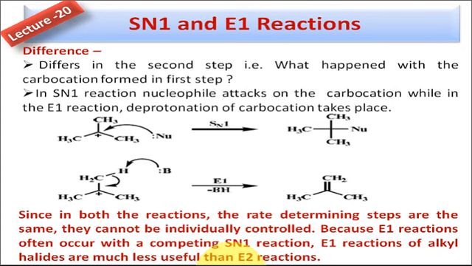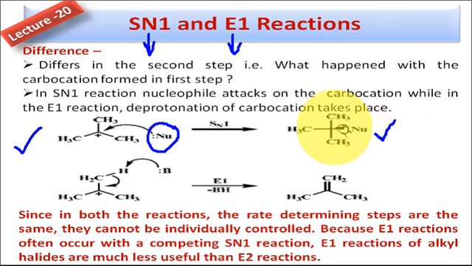Now what is the difference then? The second step is different in both reactions. In the first step of both reactions, carbocation formation takes place. In the next step, the fate of this carbocation decides whether the reaction is an SN1 reaction or an E1 reaction. If in the second step a nucleophile attacks the carbocation, then the product is the addition product. That means the nucleophile adds on the carbocation, so this results in the SN1 reaction.